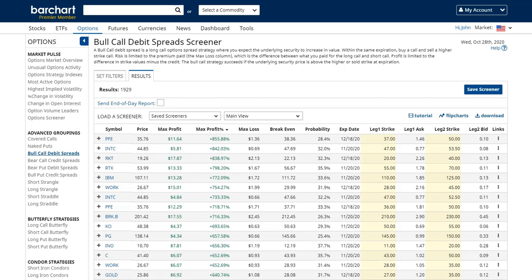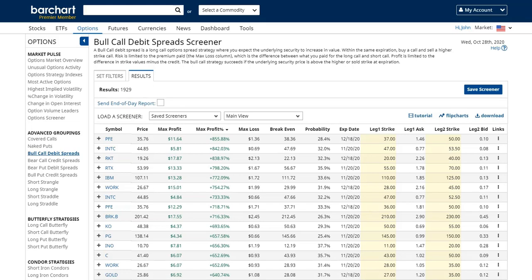All right, so you can see that our Bull Call Debit Spread screener now has given us up to 1,929 possible outcomes or trades that would be profitable. And again, they rank them in terms of max percentage profit. So you can see that Pfizer here is at the top of the list, where you could potentially, if you took this trade and it came to max position, you would make 855%.